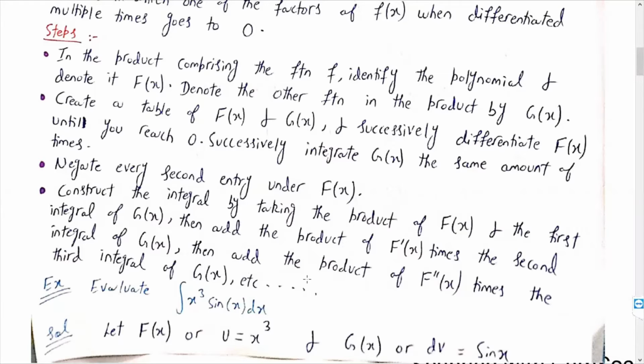Let's apply this method on this particular example, which is integral of x cubed sine of x dx. Here, this function is a product of two functions. One is x cube and the other one is sine x. So one is an algebraic function, the other one is a trigonometric function. So our f of x function is x cube and our g of x function is sine x. So we have to differentiate x cube and we will integrate the trigonometric function.